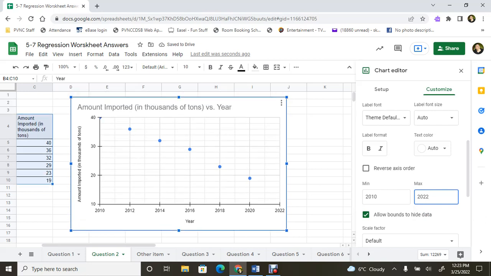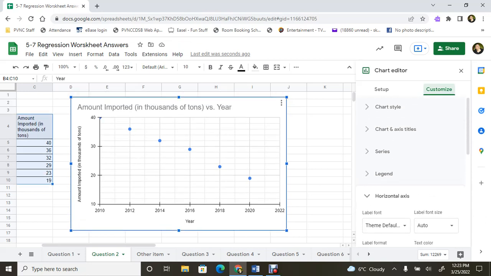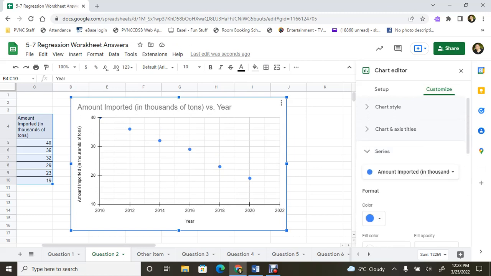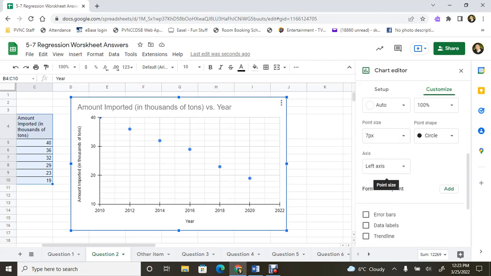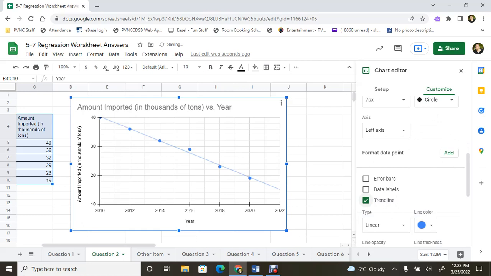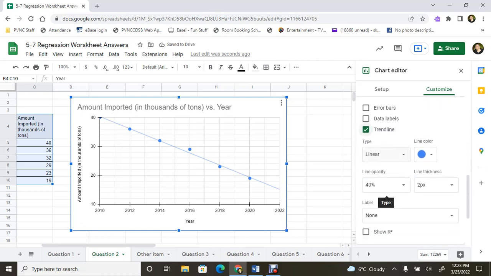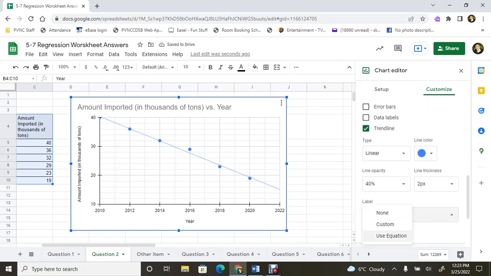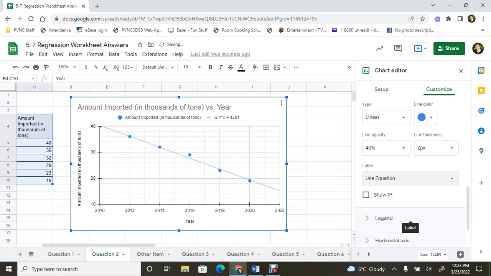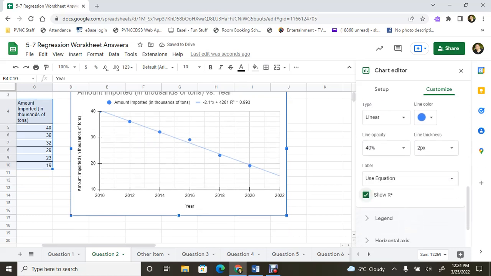Okay, now we're going to put our line of best fit in. So we go to customize, series here. And then we look here, we're going to add a trend line, linear, yes. And we're going to put a label and use an equation. So under label, use an equation, and I want to show the R squared, and there's our equation there.